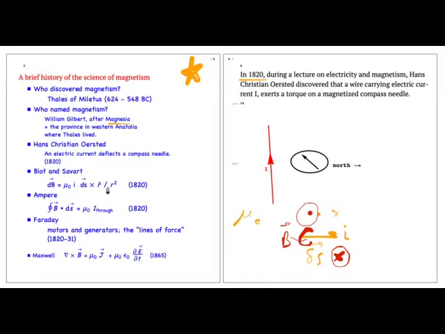And the strength of the magnetic field decreases as 1 over r squared. So as you move farther away from the wire, r is the distance to this little length of wire, this little bit of current. As you move farther away from the wire, the magnetic field decreases as 1 over r squared. It's an inverse square law.